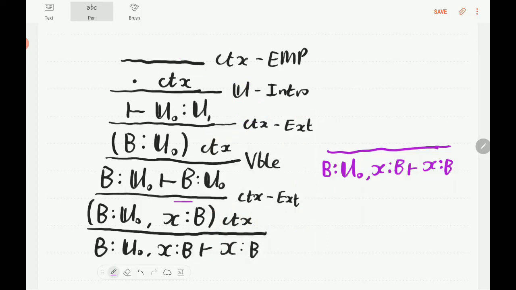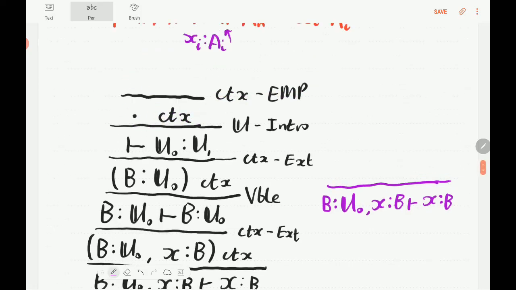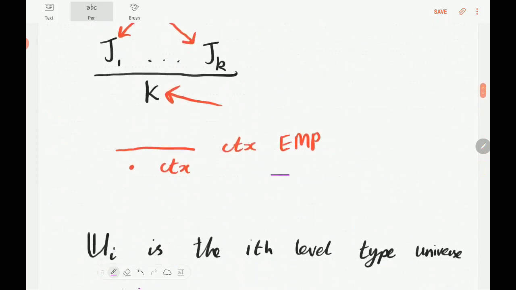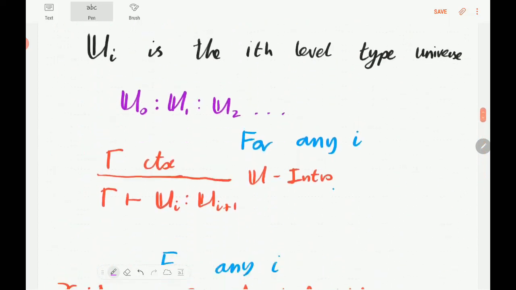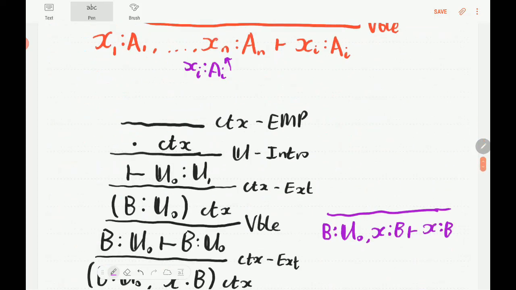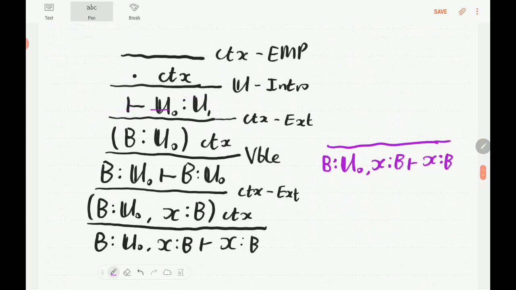Anyway, that said, let's have a look at how we can derive this rule here that I've written in purple. So we start with nothing, and then we can use our empty context rule to say that this empty context is a well-formed context. So this is applying this CTX EMP rule here. Next, we want to apply our universe introduction rule. So let's have a look at that. Here it is. It's saying that if we have a well-formed context gamma, then we get that gamma entails that ui is of type ui plus 1. So we'll use this universe introduction rule when gamma is the empty context and i is 0. And so we get that this empty context entails that u0 is a member of u1.